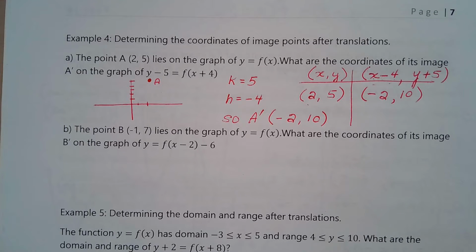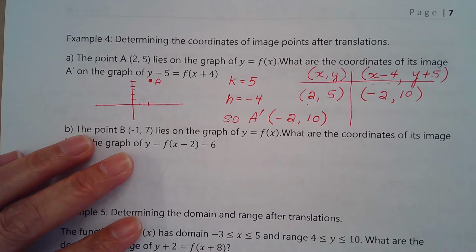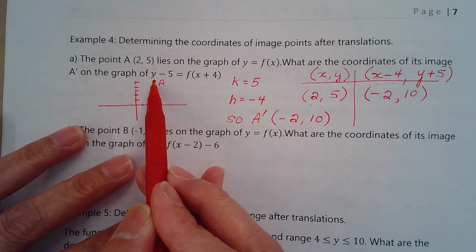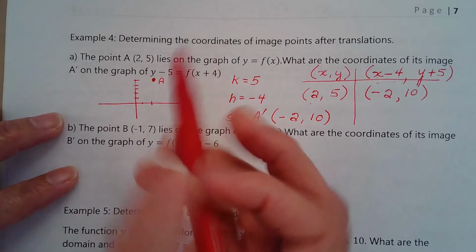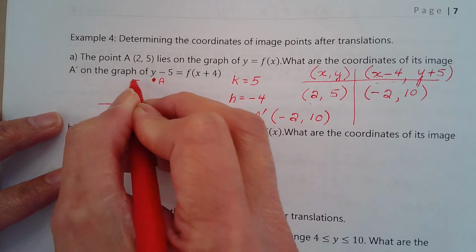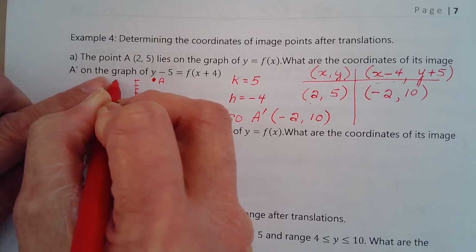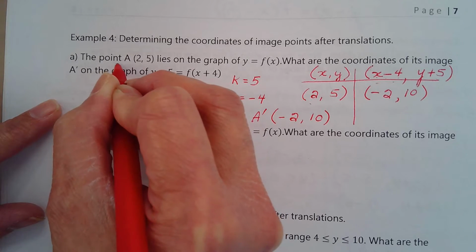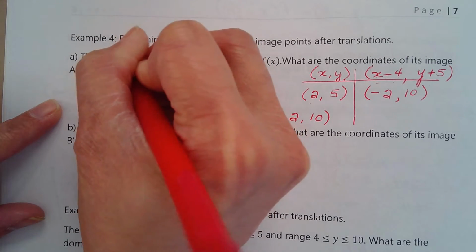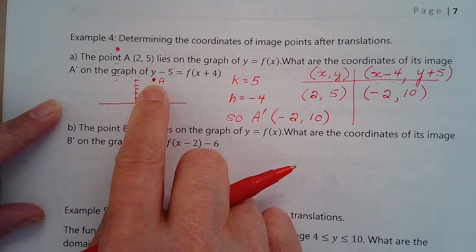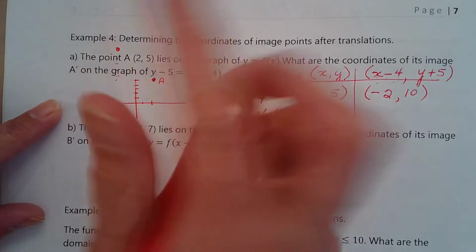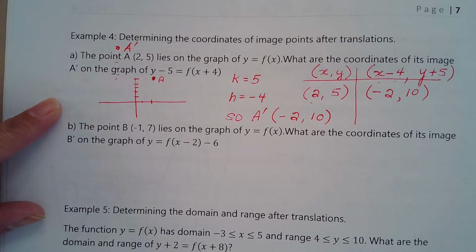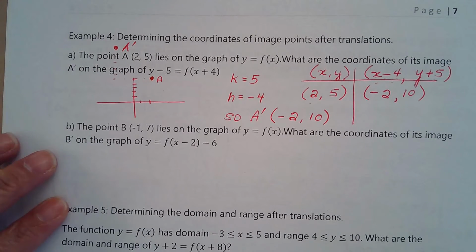Yes? Is that okay? So what does that mean? This point moved 4 to the left. So you count 1, 2, 3, 4 right there. And up 5. 1, 2, 3, 4, 5. So this is our A, and our A prime is now up there. A prime. Okay, is that good? Any questions?